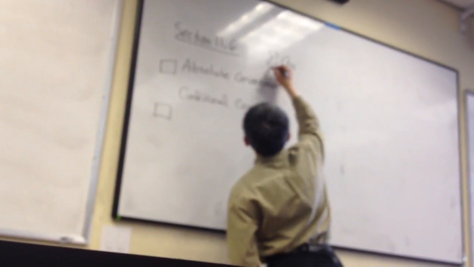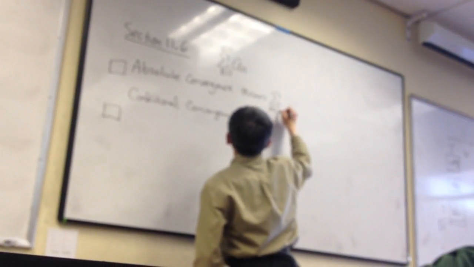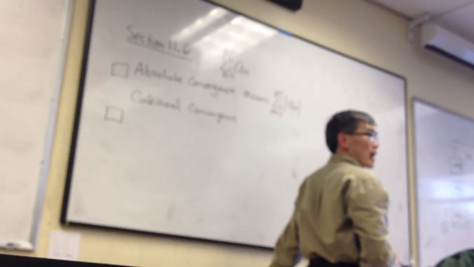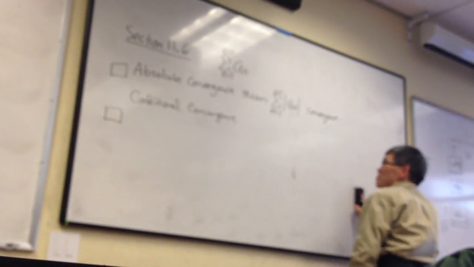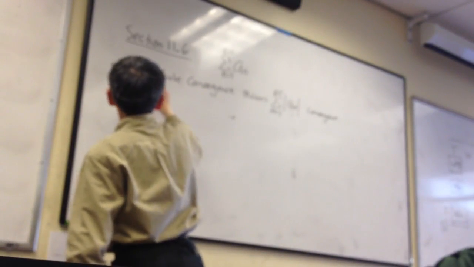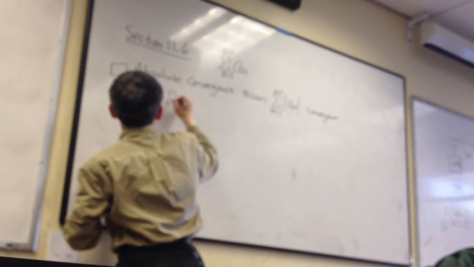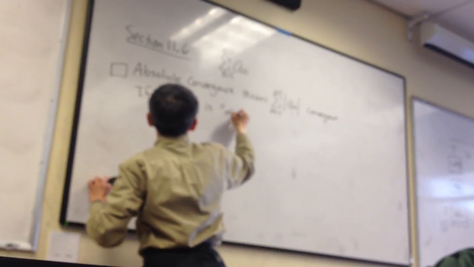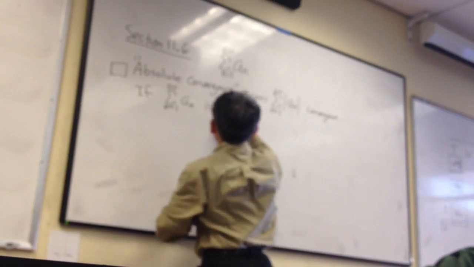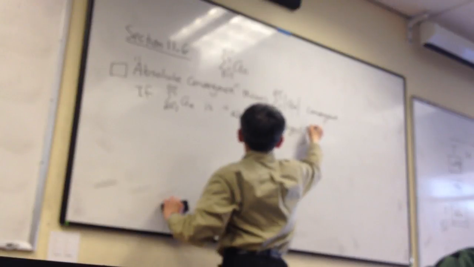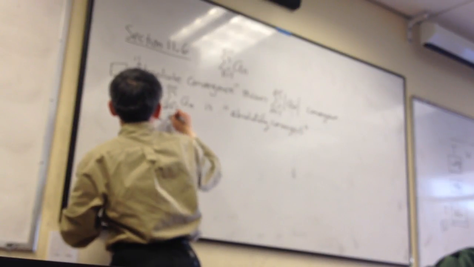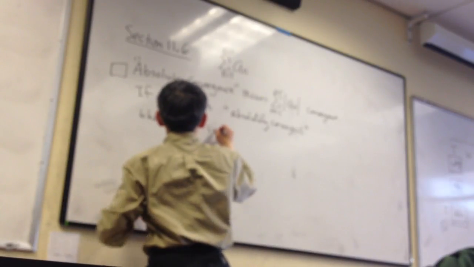So let me recall. So you start with a_n, okay, so from 1 to infinity. Absolute convergence means the related absolute value series converges. Okay, so if this one is absolutely convergent, or convergent absolutely, which means this situation, then the original series itself is convergent.